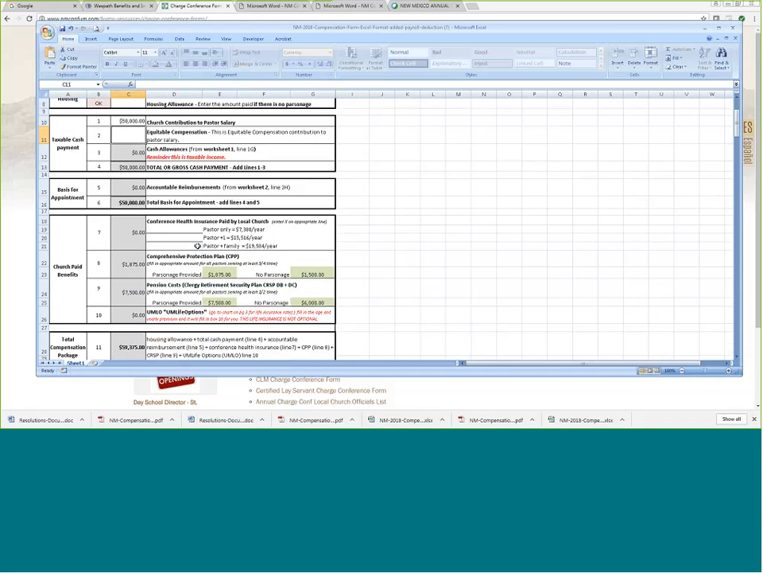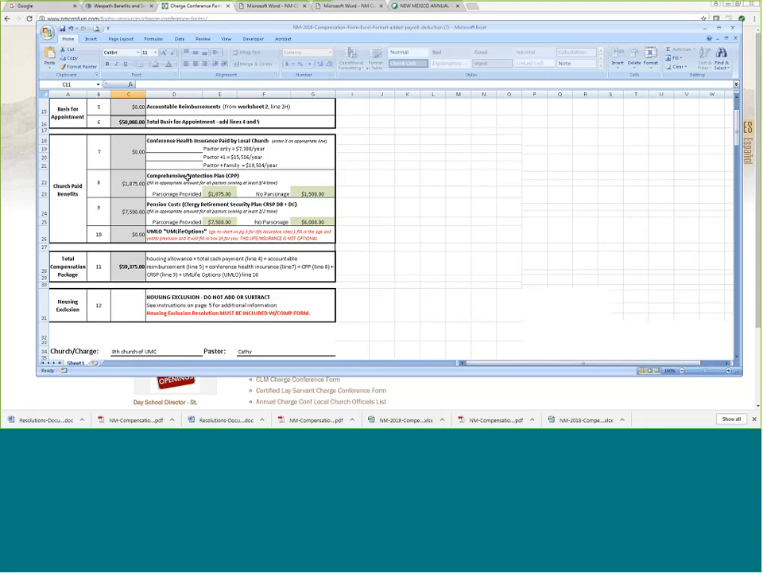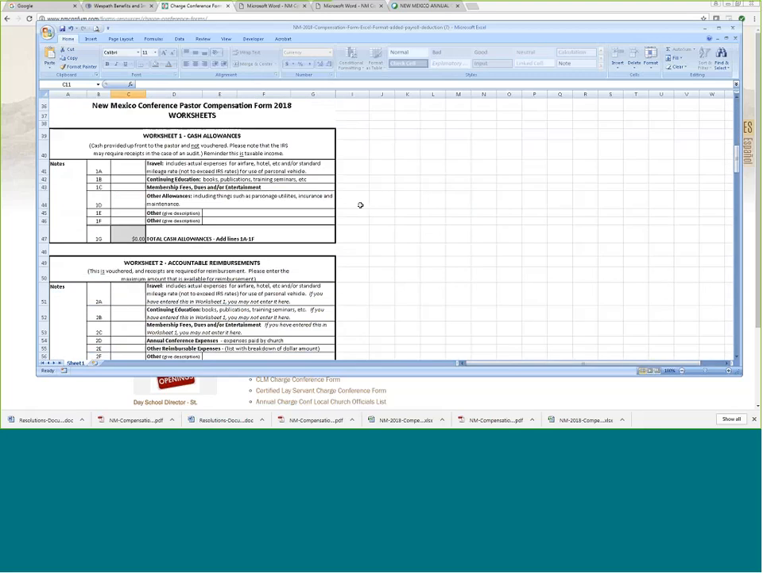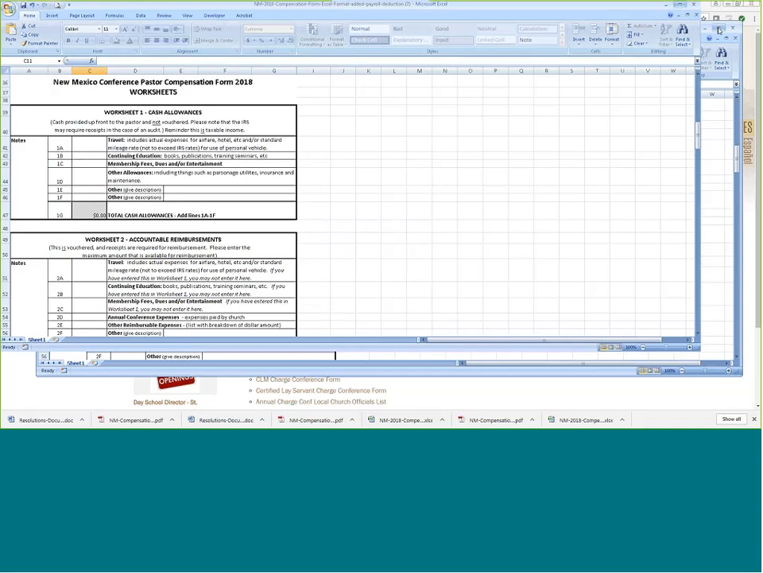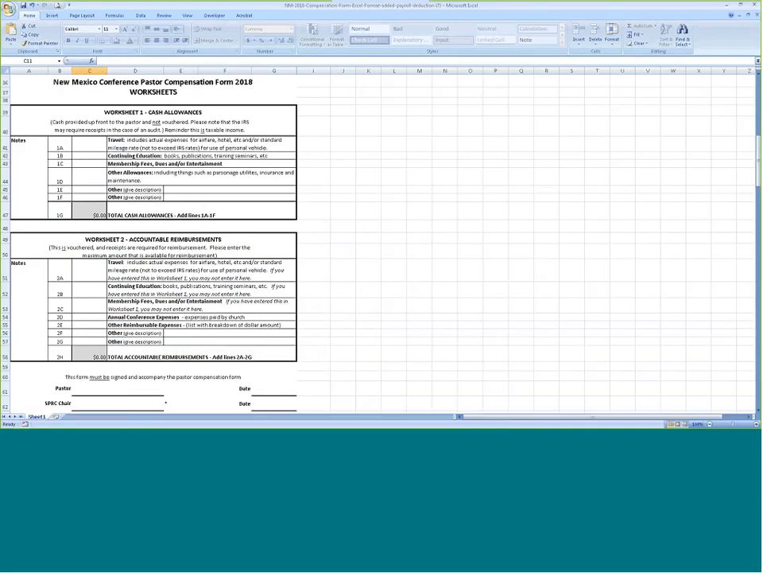Now, does the pastor want to take a cash allowance, or does the pastor want to do an accountable reimbursement account? These are two different things. If you go down to the worksheets, so here are the worksheets. I'm going to make this bigger. Here are the two worksheets, cash allowances. This is cash provided up front to the pastor monthly. It doesn't have to be vouchered, but this is to use for these different expenses.